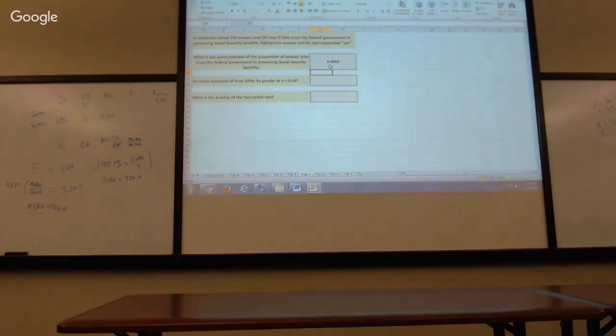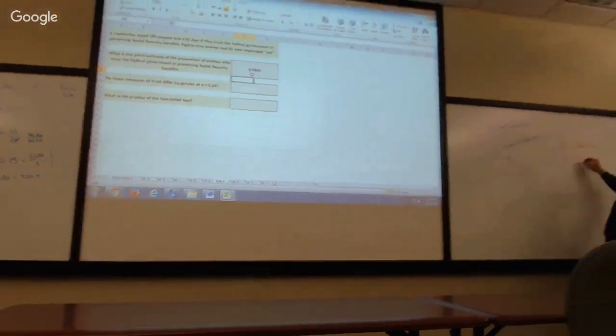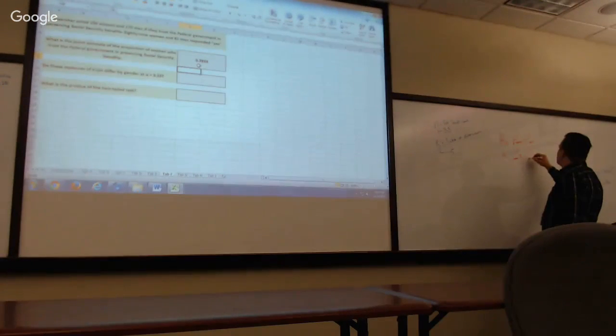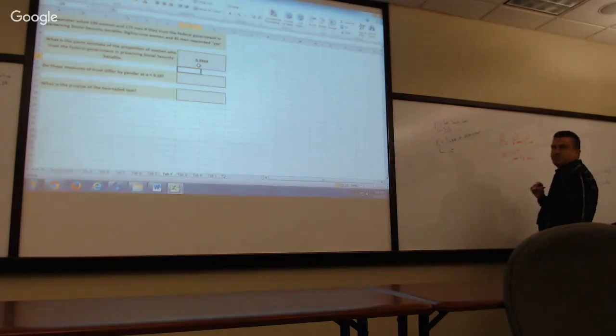The next one says, do these measures of trust differ by gender? So, do these measures of trust differ by gender? We're running a hypothesis test with our null being that the population proportion, the proportion for the sample of women, is equal to men. An alternative being that the proportion for women is not equal to the proportion for men.